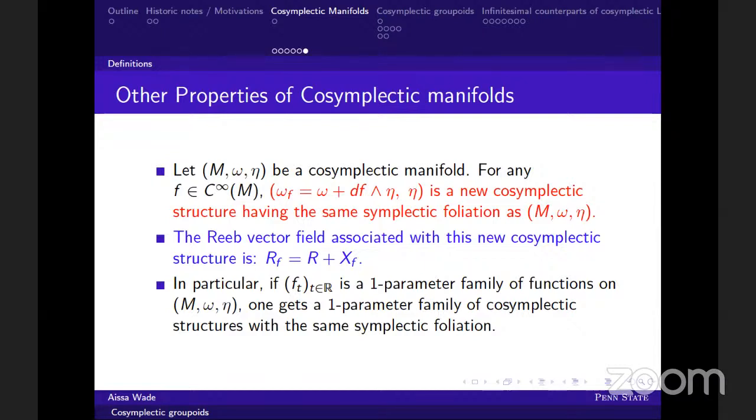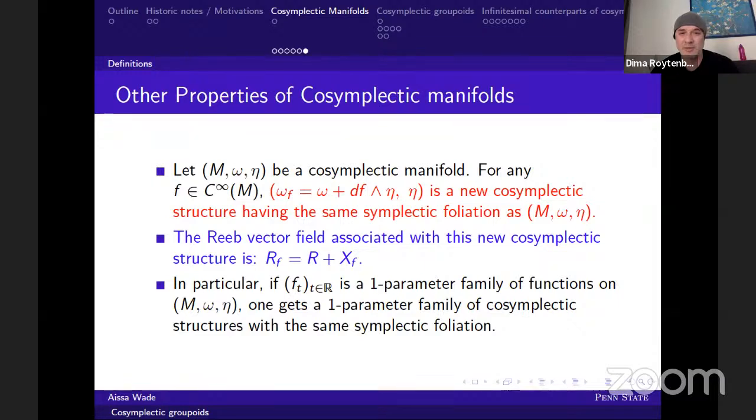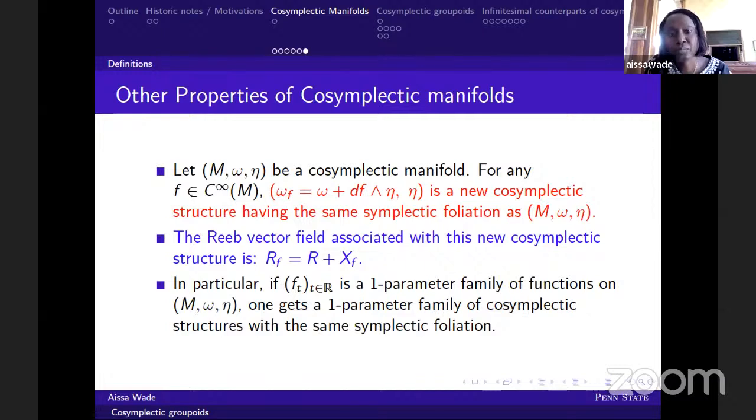Yeah. I'm asking this question. I was just wondering because this cosymplecticity is a local condition on the one form and the two form. I suppose you could... It will not change if you replace DF by any closed one form. Is that correct?